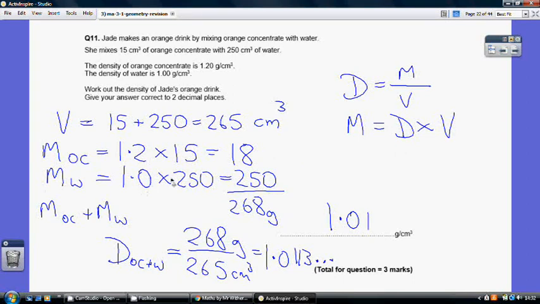and the mass of the water is the density of 1 times the volume of 250, which is 250. So my overall mass, when I add these two together, is 268 grams. So my overall density is my overall mass of 268 divided by my overall volume of 265, which is 1.0113 dot dot dot, which is 1.01 to 2 decimal places.